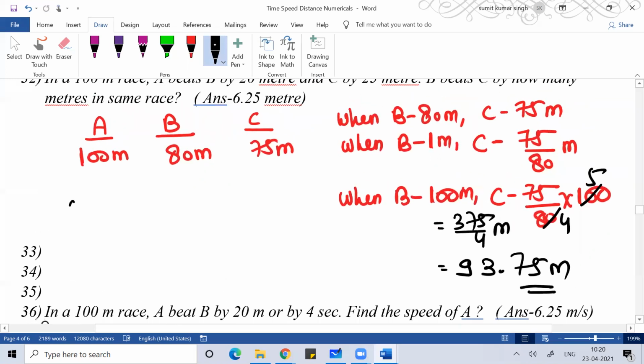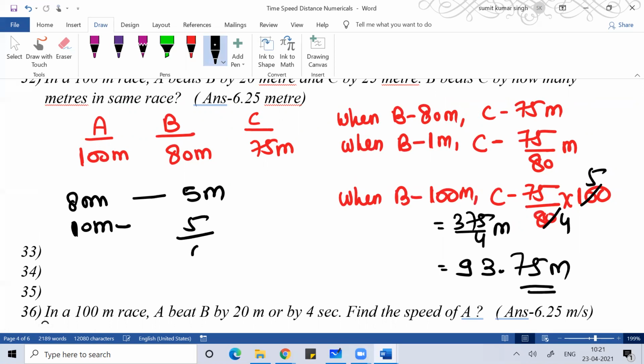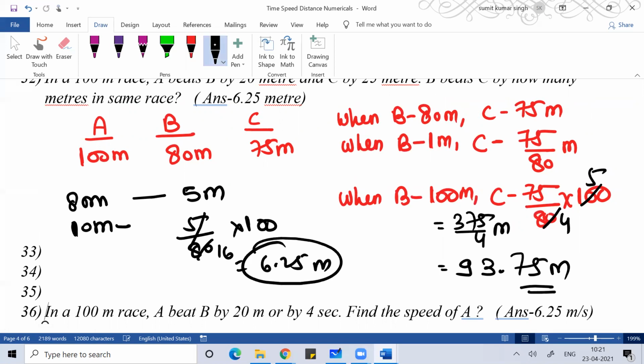Or you can understand it this way: in an 80-meter race, B beats C by 5 meter. So in a 100-meter race, B will beat C by 5 by 80 into 100. You can find this value. You get 6.25 meter, the same thing what you get here.